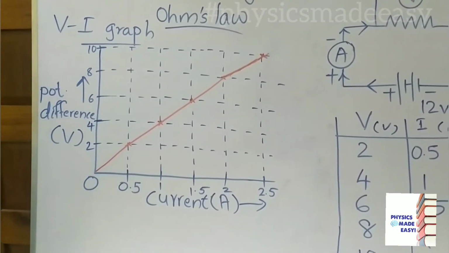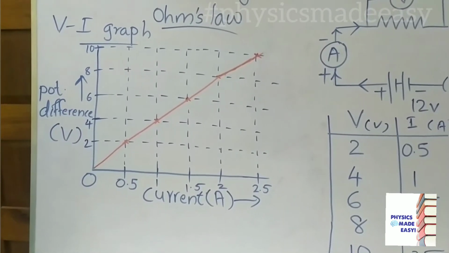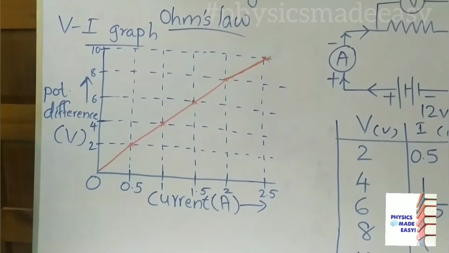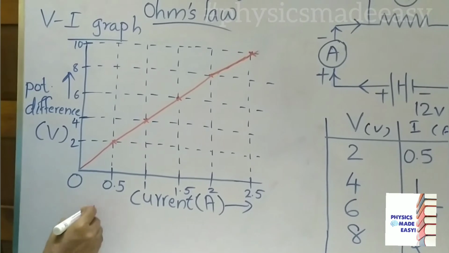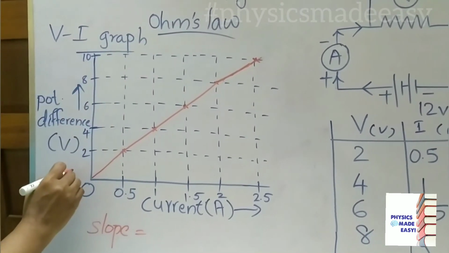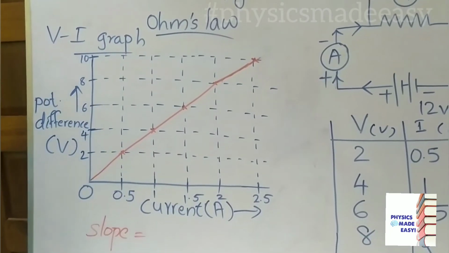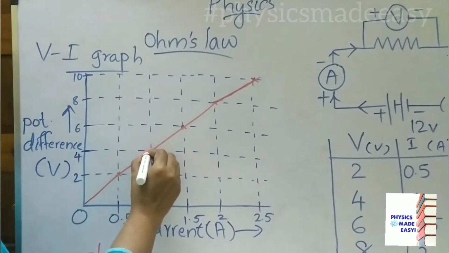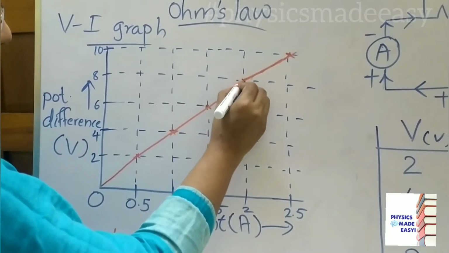You know, children, from a graph we can find the slope. How to find the slope? Change in y coordinates divided by change in x coordinates gives us the slope. Then here slope, how to find? You can see the potential difference along the y-axis and current along this x-axis. Now we can find the slope of this graph. For that you can take 2 points, this one and this one.